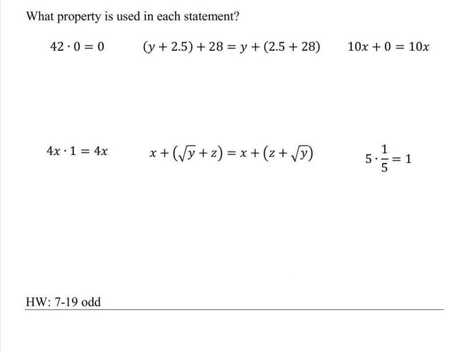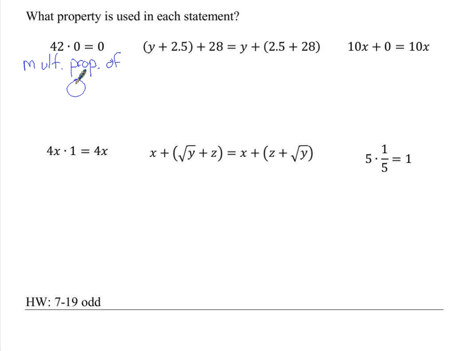So let's talk about what property we're using in each statement. We have that first one, 42 times 0 equals 0. What property is that? Good, multiplicative. And I'm going to abbreviate: MULT, multiplicative PROP, property, of, can't really abbreviate that one, 0. Multiplicative property of 0. I like abbreviating. No, you do need to write it out. That's a requirement. But you can abbreviate. I'm okay with abbreviations. Just make sure you abbreviate appropriately.